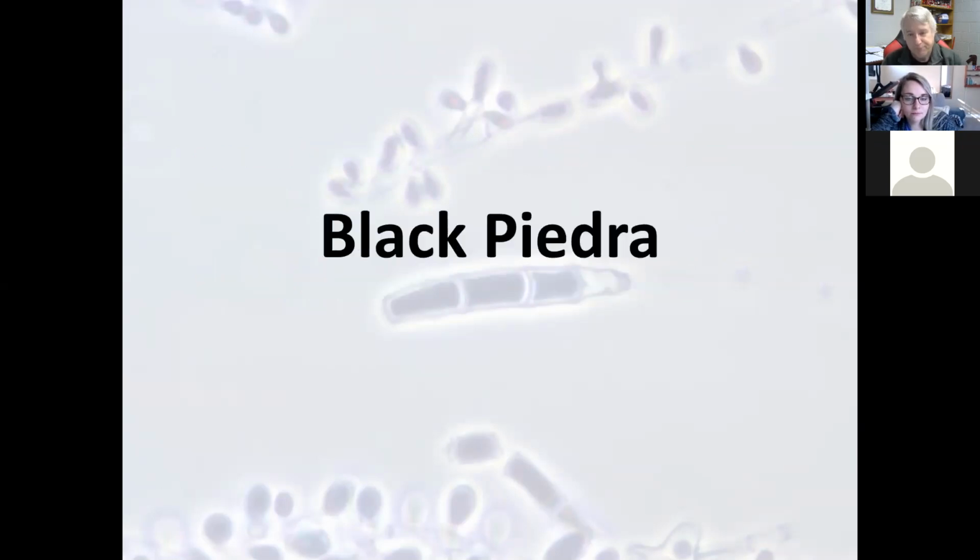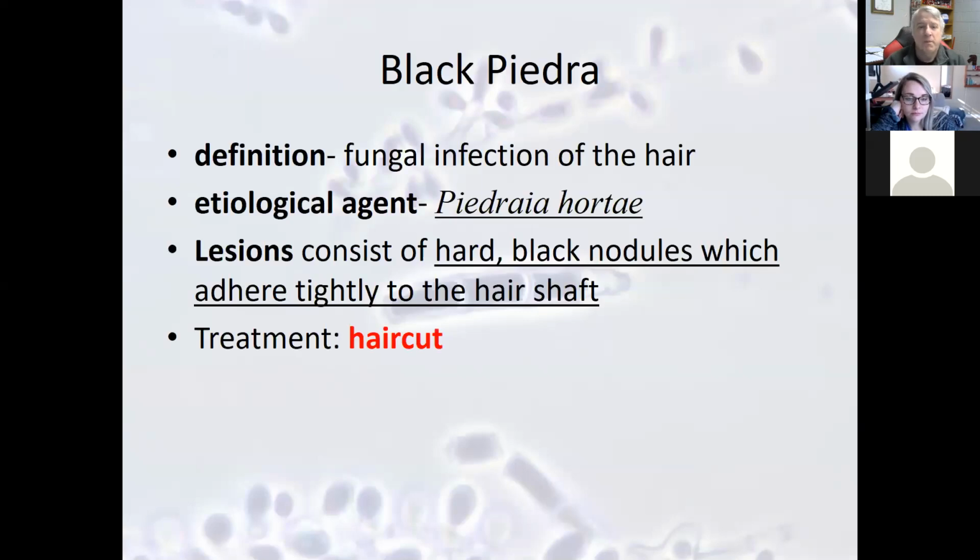Black piedra, fungal infection of the hair. Piedraia hortae. Lesions consist of hard black nodules, which adhere tightly to the hair shaft. So you wouldn't get a confusion here with the nits because they're not white. Again, treatment, get a haircut.